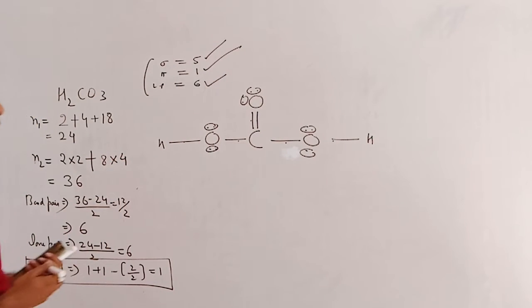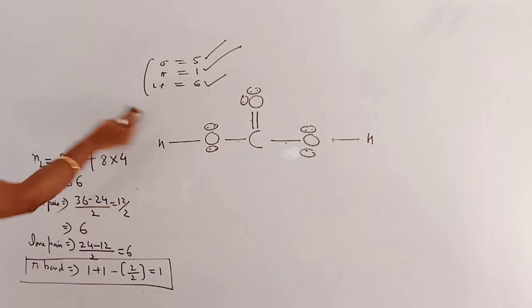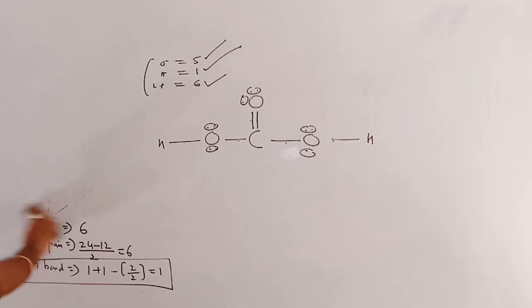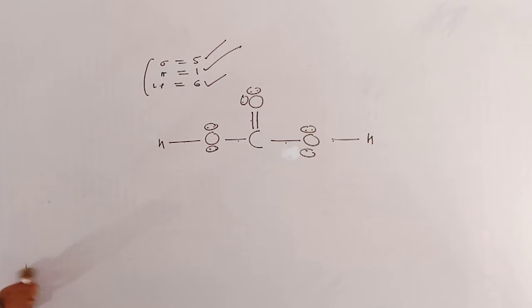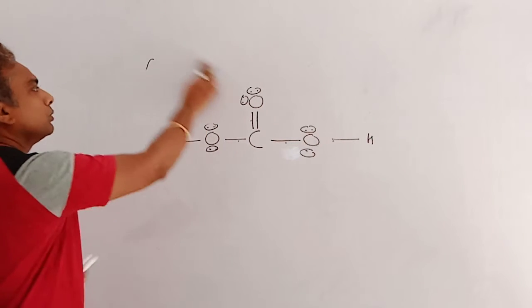Clear? So here is the best way to calculate the number of pi bonds, sigma bonds as well as lone pairs of a given molecule in case of organic molecules only, while organic molecules always obey the octet rule. This method is not applicable for electron deficient as well as electron rich molecules. It is applicable only for those molecules which satisfy the octet rule. Clear?